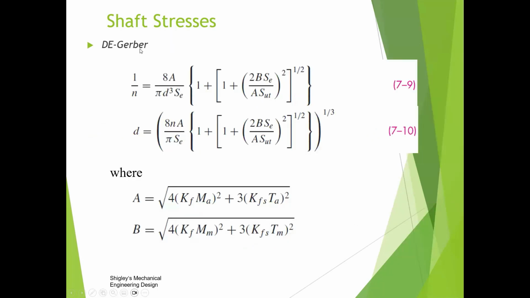I told you Gerber is very good, right? Whenever I hear Gerber, I always see the baby in the photo, baby food. Gerber is very lovely, but it is quadratic, so mathematically it's not user friendly. Still, the textbook gives us these two equations. N is the safety factor, D is the diameter, and you want that.